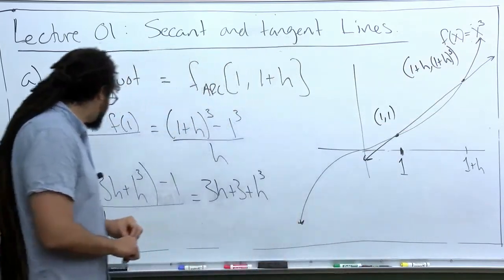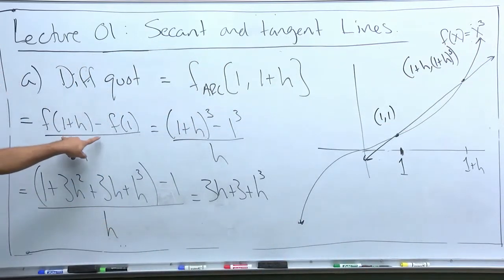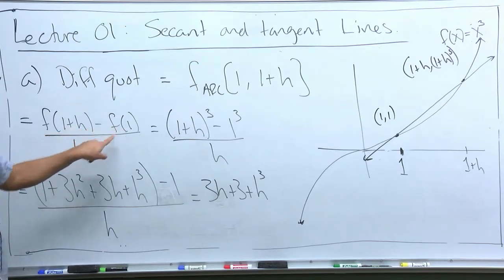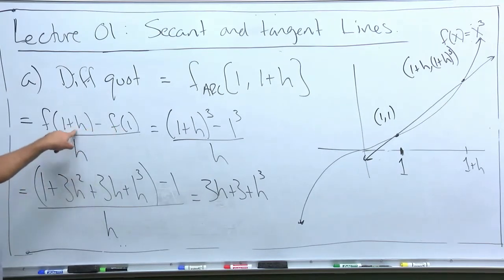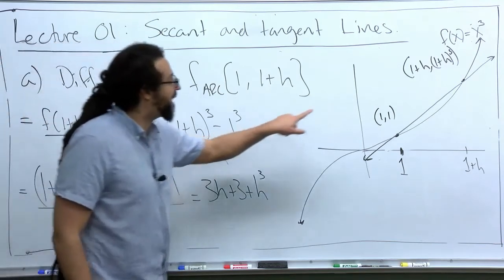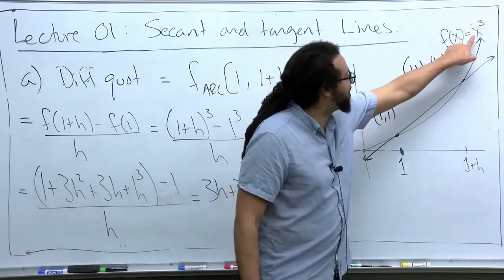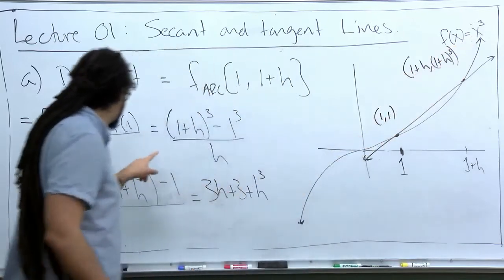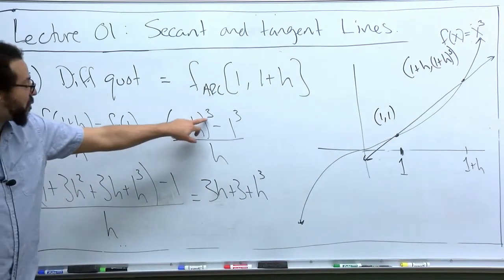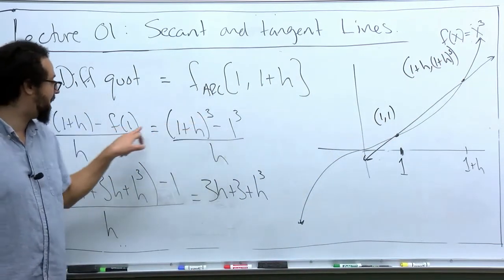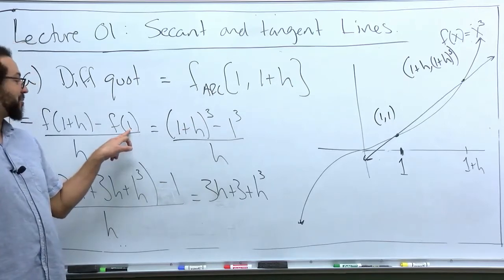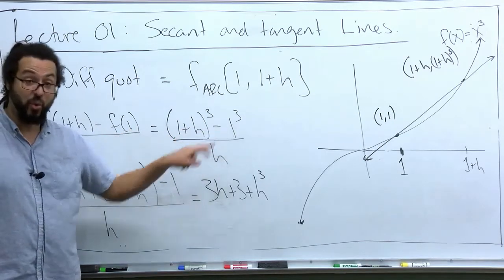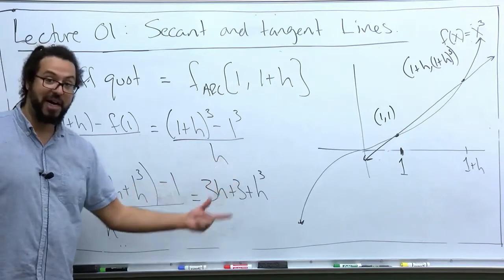So to find the difference quotient, again, it's f of 1 plus h minus f of 1 over h. What's f of 1 plus h? Again, plug 1 plus h everywhere you see an x. So that's just 1 plus h quantity cubed, minus, everywhere I see an x, I'm going to plug in a 1, so minus 1 cubed. And then we want to divide that by h.